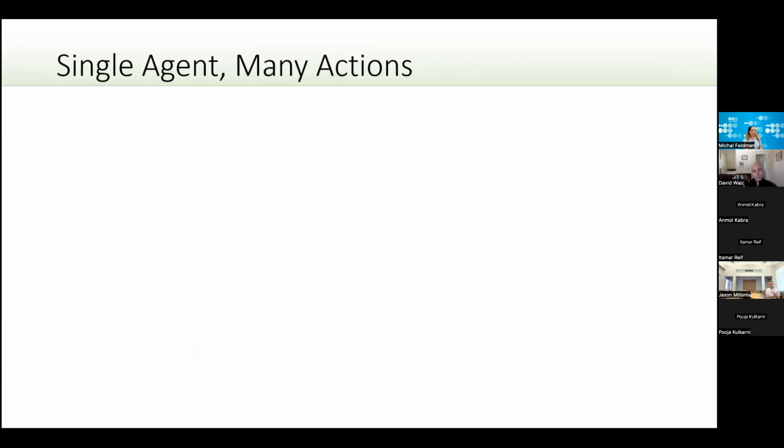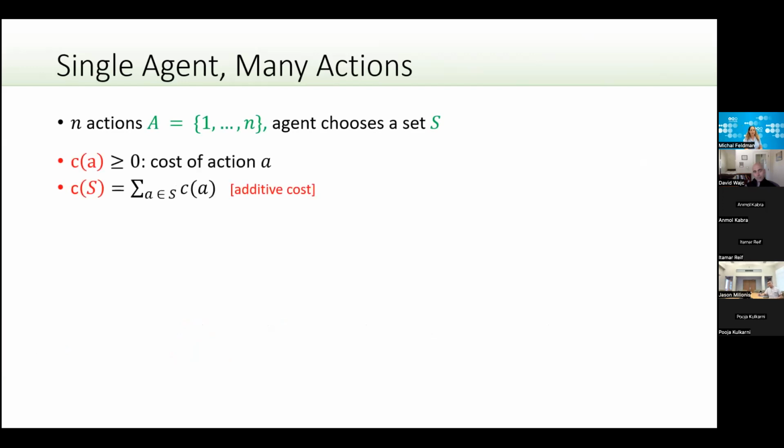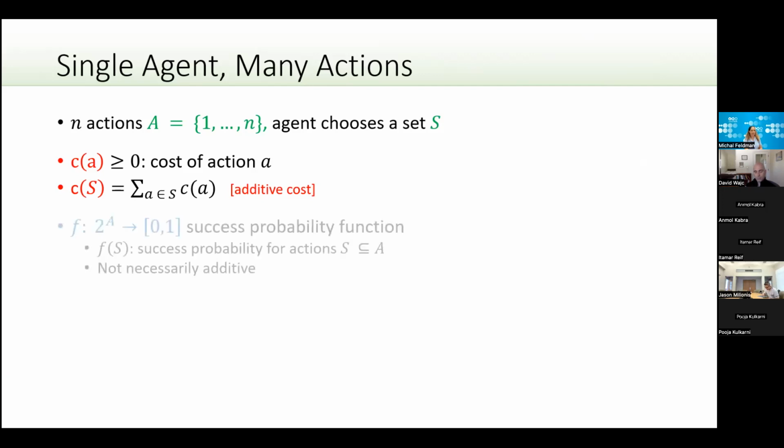So the model is just slightly more complicated than the one I showed you before. We have n actions, 1 to n. The set of actions is A. And now the agent chooses a set of actions. Instead of choosing a single action, the agent chooses a set S of actions. Let's assume that the cost function is additive, namely every action a has some cost, and the cost of a set of actions is just the sum of the individual costs. Okay, very simple. The simplest cost function we can think of, additive.